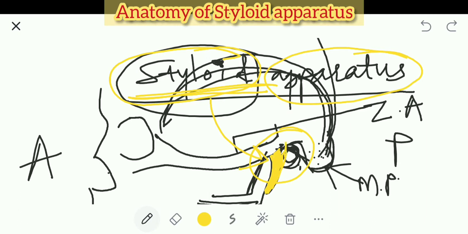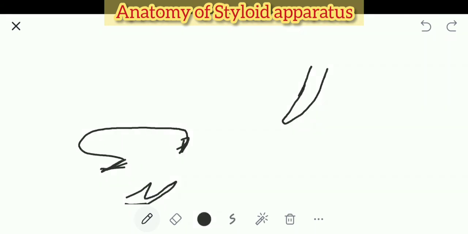You need to know because it gives attachment to certain very important structures and some important structures pass nearby this styloid process. So we will go to them one by one. We will see one pictorial diagram of the styloid apparatus, then we will go for the images. Now this is your styloid process, right? This is the tongue and this is your hyoid bone, lesser cornu, greater cornu. Just understand, it's a pictorial diagram.